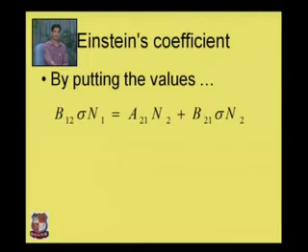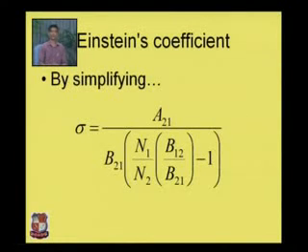By simplification, we can get this equation: rho, that is the density of the photon, is equal to A21 divided by B21, in the bracket N1 by N2 into B12 by B21 minus 1, all in brackets. So this is the equation derived by Einstein, the equation for the density of the photon.